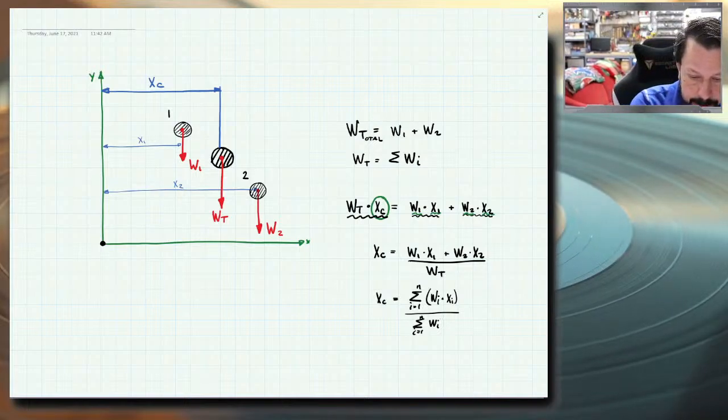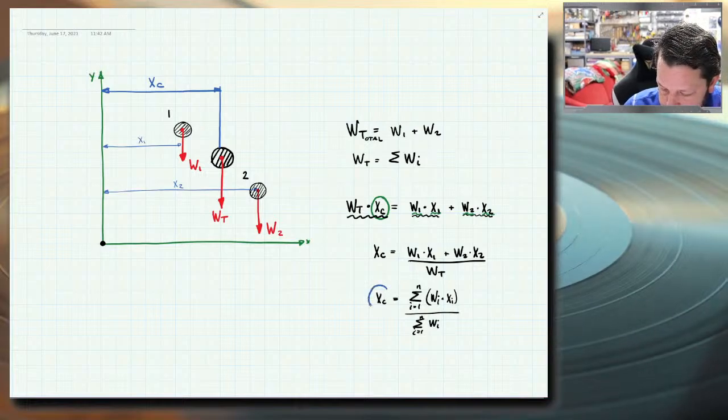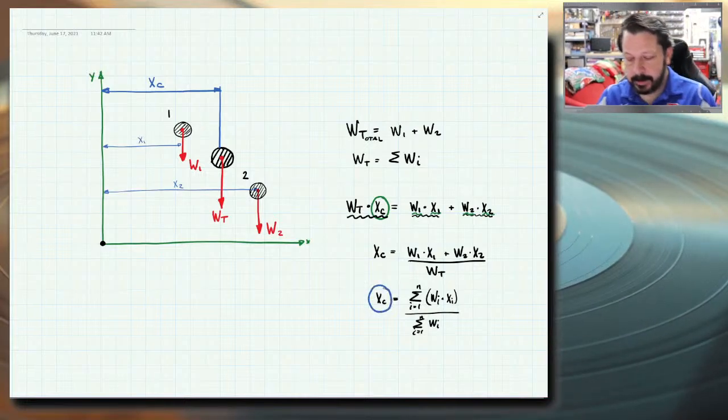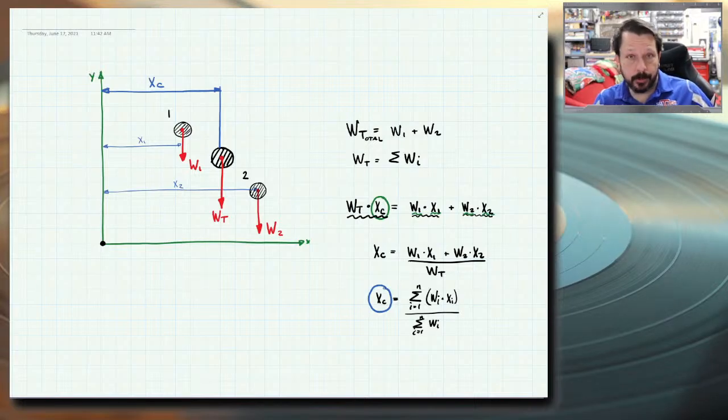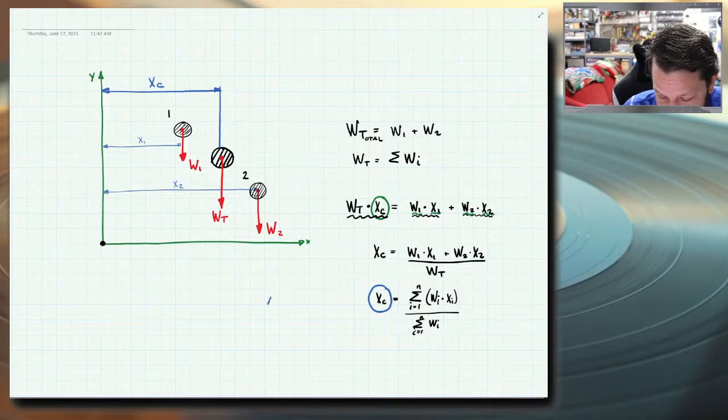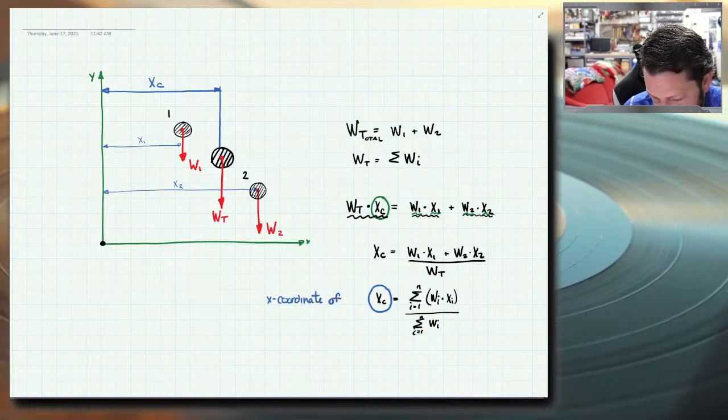And when I do that, this x sub c is the location, or the x coordinate anyway, of the centroid of where I need to put this equivalent weight. So I'm solving for the centroid, or at least the x component, or x coordinate, of the centroid, in this case of the group of spheres.